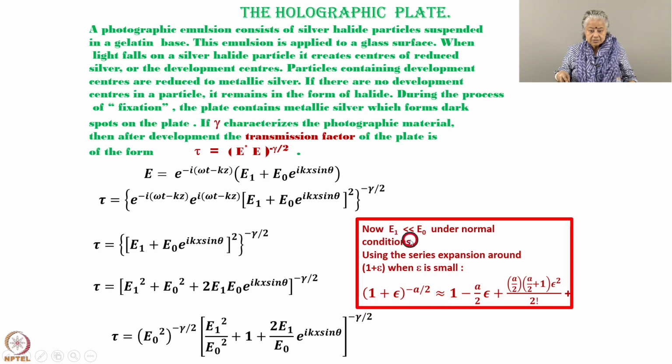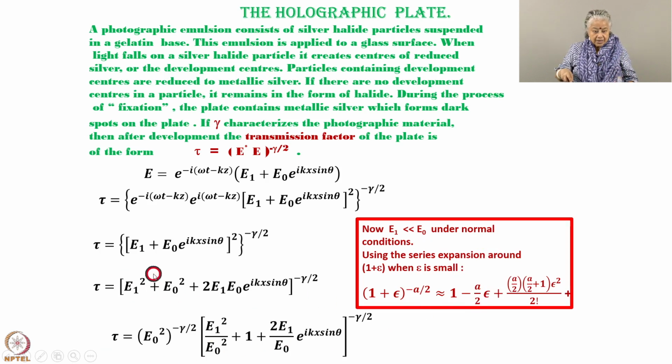Okay, here E1 by E0, if you do all this, there will be somewhere where E1 by E0 comes. I am just using some of these mathematical terms so that we can get a nice little equation which can be interpreted well. So, I have used the series expansion of 1 plus epsilon raised to minus alpha by 2, which is almost equal to this. Okay, so, I take just the first two terms, and this is what I get here.